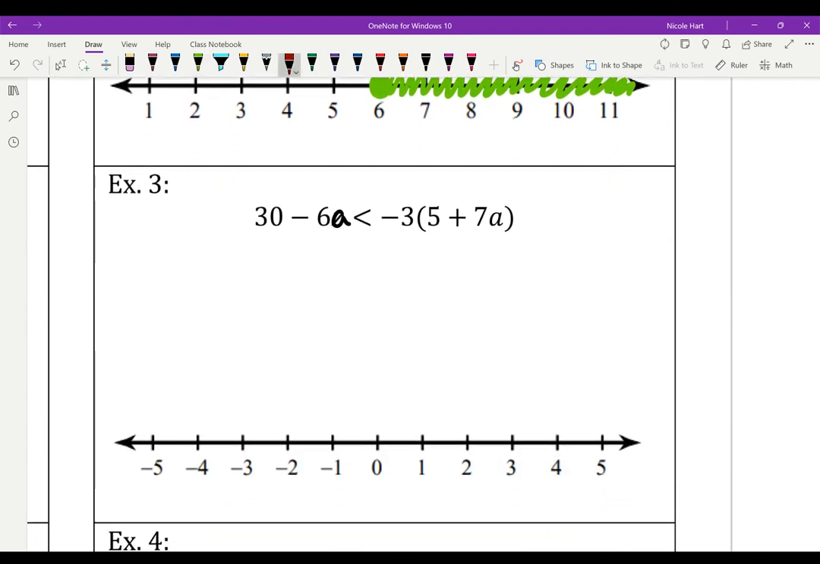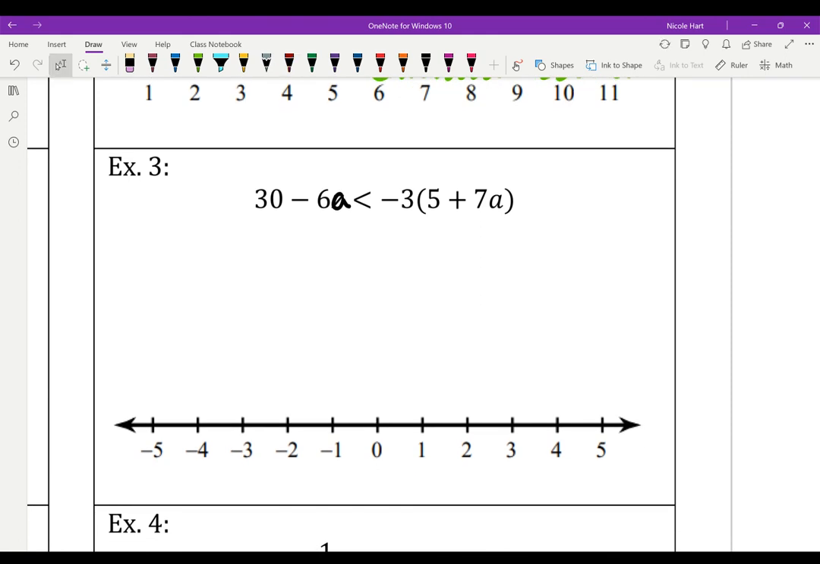Okay. Example 3 has a slight typo as well. I used 2 different letters on accident. So make that 6, if you don't have it on your paper, a 6a, not a 6z or whatever letter was there. So we have 30 minus 6a is less than negative 3, parentheses 5 plus 7a, close parentheses. So the first thing I'm going to do is distribute into those parentheses. So we have 30 minus 6a is less than negative 3 times 5 is negative 15. Negative 3 times 7a is minus 21a.